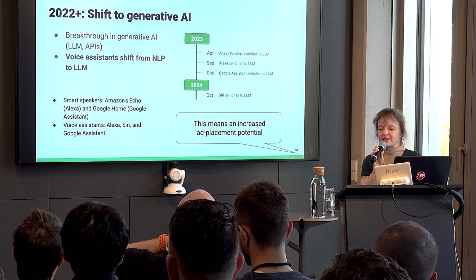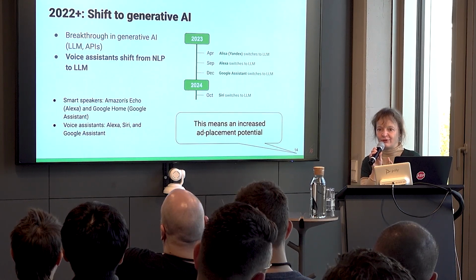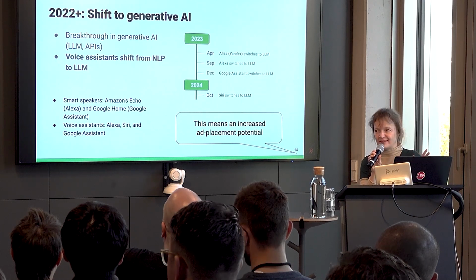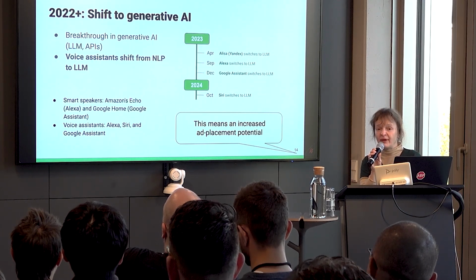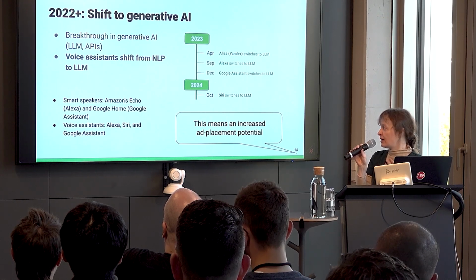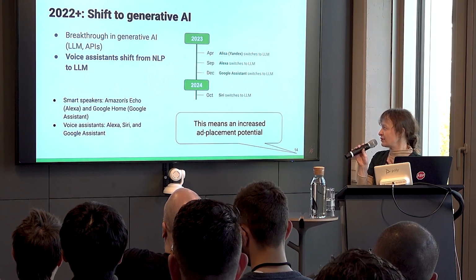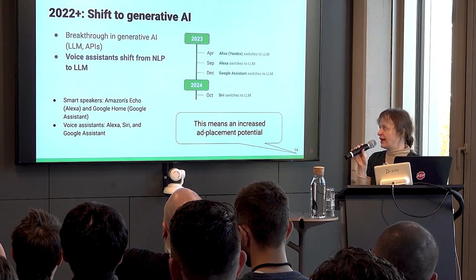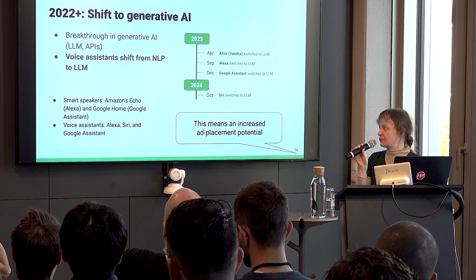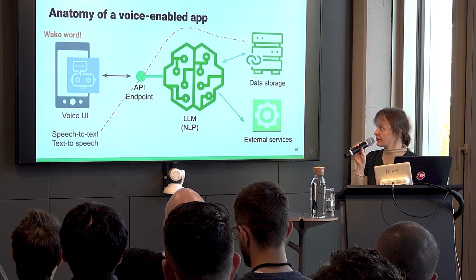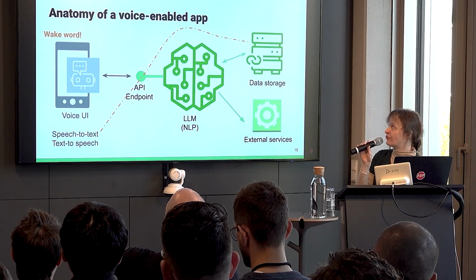A lot of users noticed the deterioration of the quality of the home assistants. They forgot how to use the devices. They became less reliable, but they became more chatty. And for us, it is important that this means an increased ad placement potential. So we're talking about smart speakers, which would be Amazon Echo and Google Home, and voice assistants, which would be Alexa, Siri, and Google Assistant. So the anatomy of a voice-enabled app.